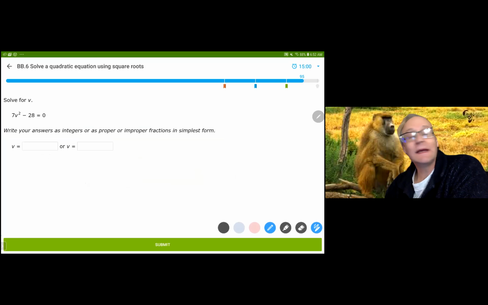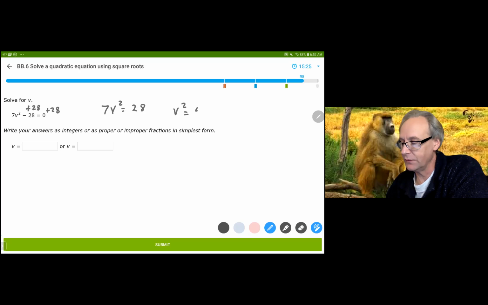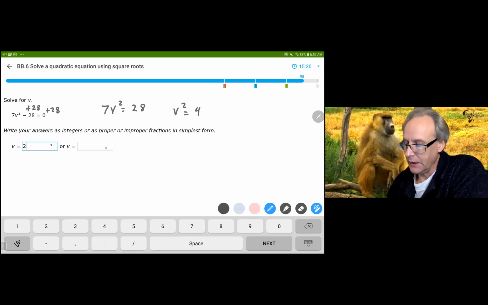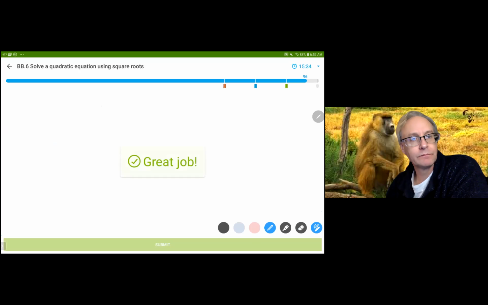We're going to add the 28 and divide by the 7, and then we're going to take the square root, aren't we? Because we always go in reverse order. You do the opposite in reverse to both sides. The last thing we did was subtract the 28. We have to add 28. So we get 7v squared equals 28. Then we're going to divide by 7 on both sides, and we get v squared equals 4. And you hopefully know that that's going to be 2 and negative 2. And for most people, they could do that in their head.